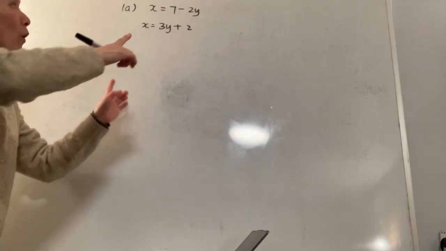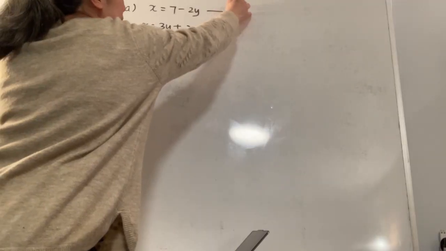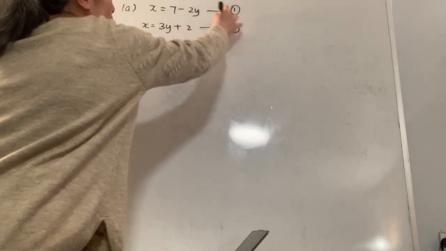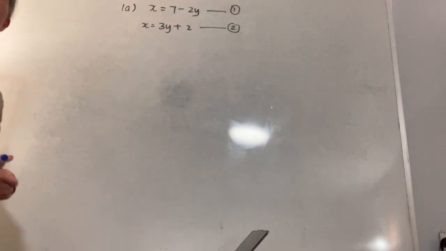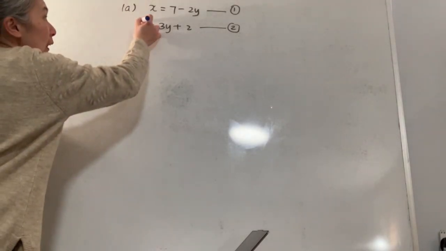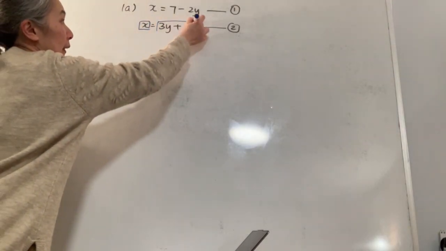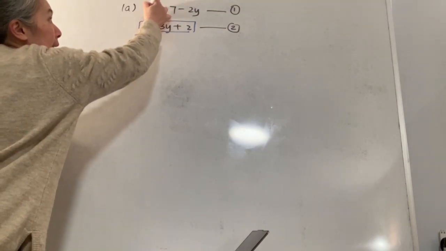So I always call the first one equation 1. This is how I want you to write. Draw a line and put a 1 for the equation, and draw a line and put a 2 for the equation. Okay, I want you to think about it as a box. So this is my x. This is also my x.